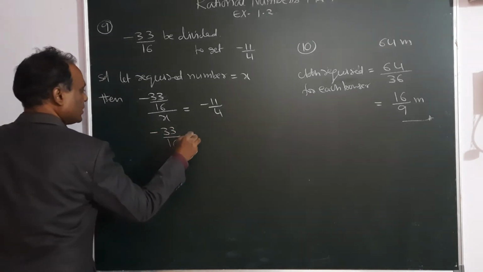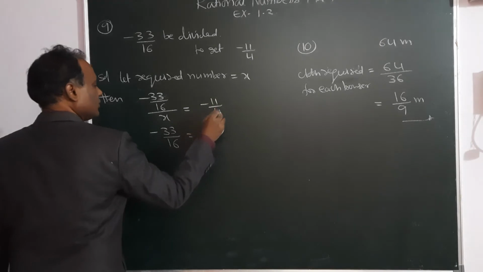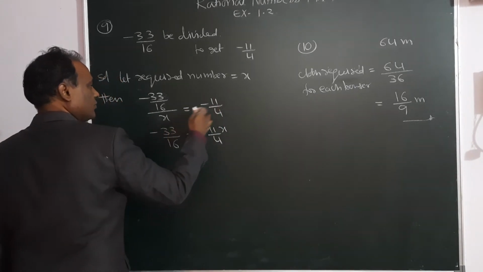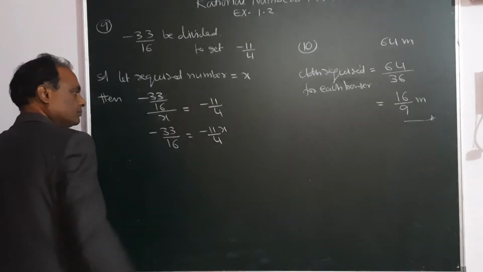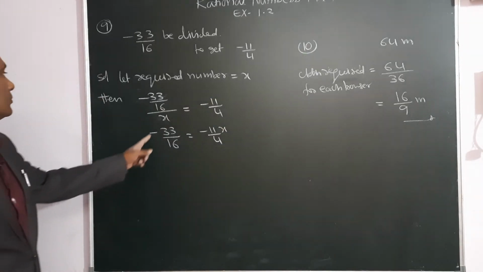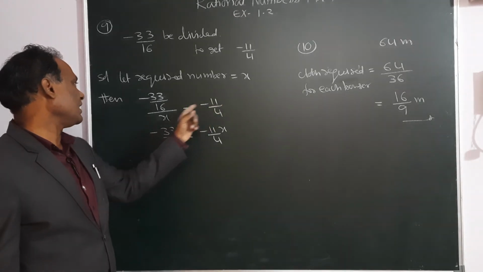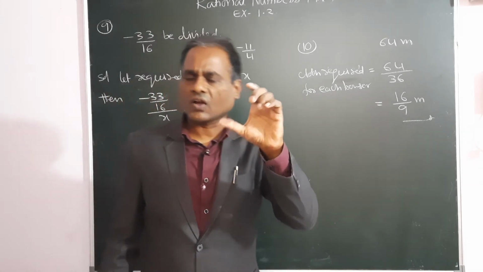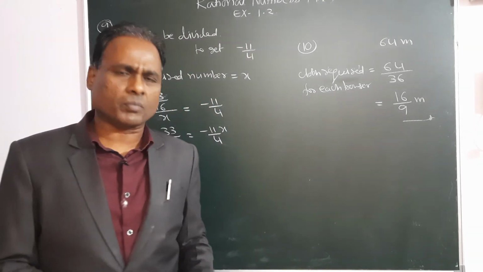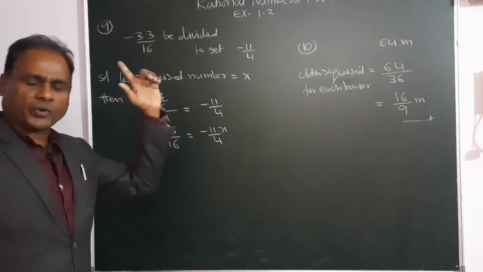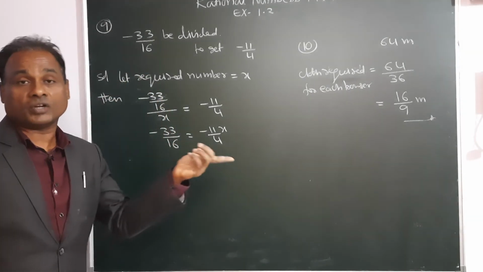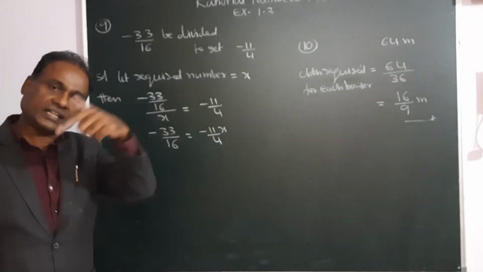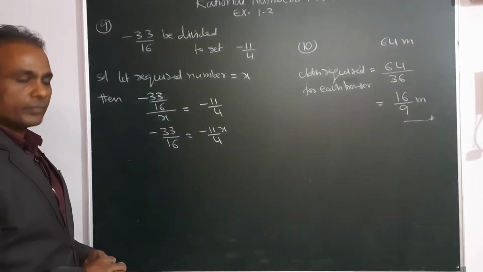Cross multiplication: this will be in multiplication. Cross multiplication, x will go here, 11x. The x on this side, divide will become multiplication. Actually this concept we get again in the second chapter, and the problem should not be given here. I will explain this unknown number concept in the next lesson, the second chapter.